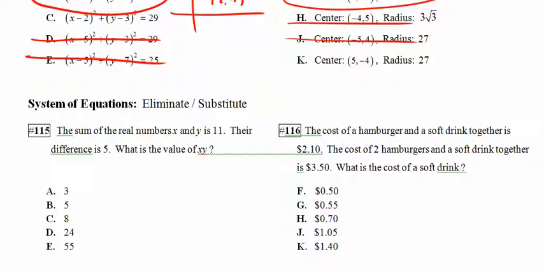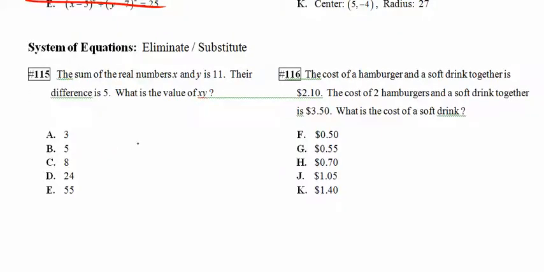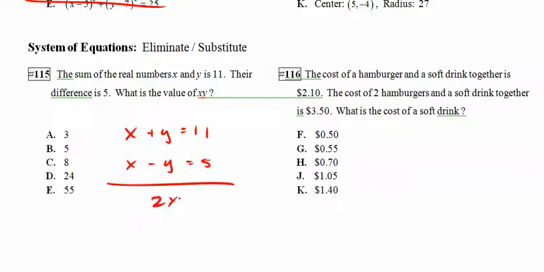These are systems of equations. The sum of two real numbers is 11. The difference is 5. 2x equals 16. x equals 8. 8 plus y equals 11, so y is 3. Multiply them, I get 24.